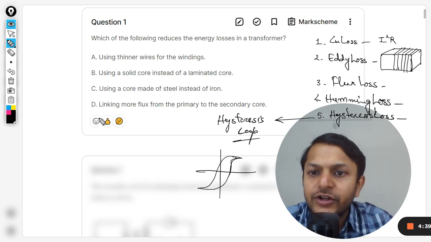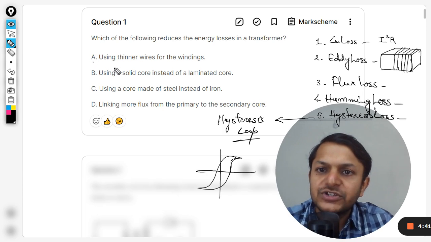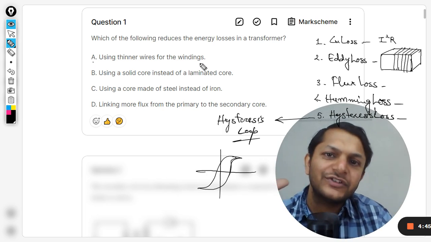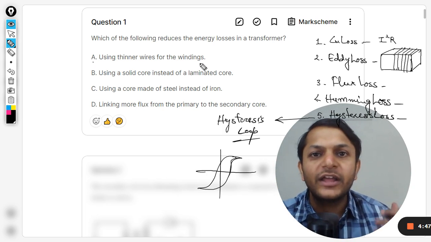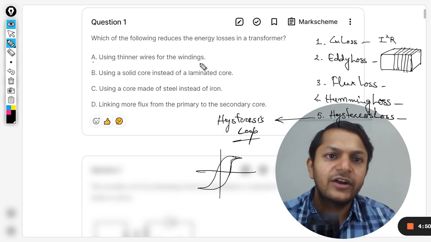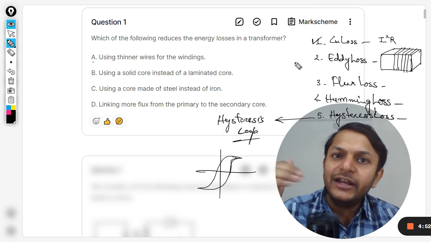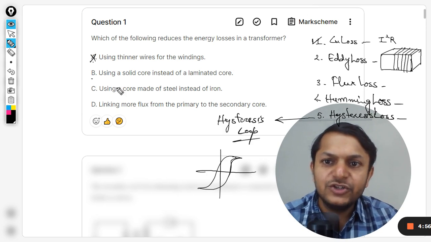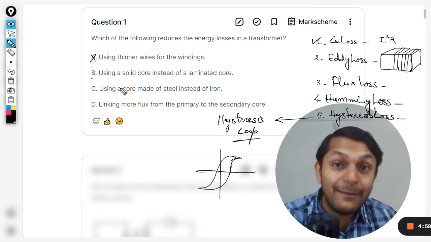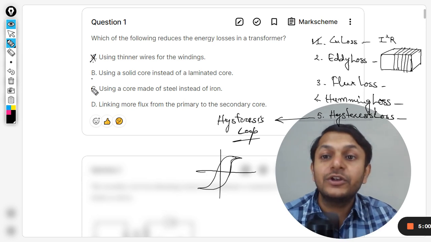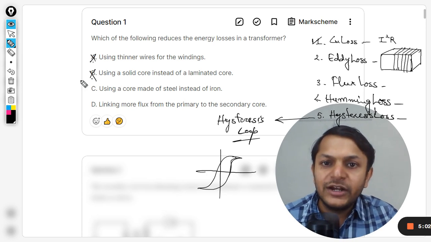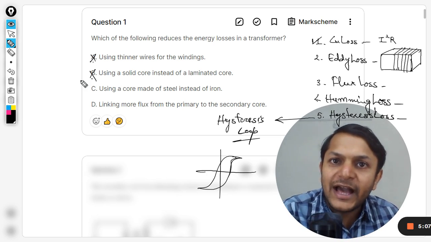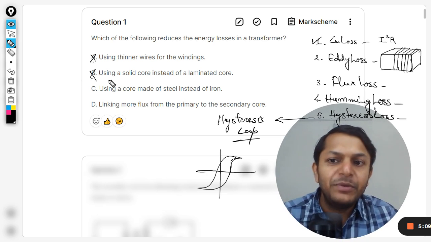Let us now go for the options. Option A says using a thinner wire for the windings. Well, if you are reducing the cross-sectional area of a wire, you are in fact increasing the resistance of the wire. It means that you would be increasing the copper loss. So A is definitely wrong. Option B is using a solid core instead of a laminated core. Absolutely wrong. Instead of a solid core, we have to use a laminated core if we want to reduce the losses. So B is also wrong.